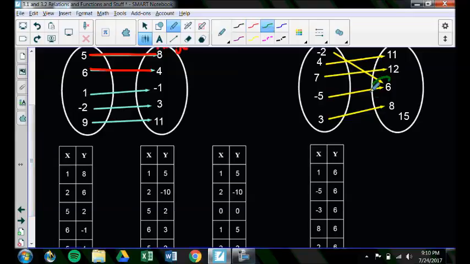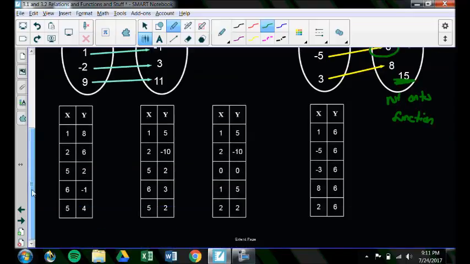Here, this got pointed to twice, so it's not 1-to-1. And this 15 wasn't used at all, so it's not onto. It is still a function because each input is only going to one output, so it is a function, but we can't say it's a 1-to-1 function or an onto function. So, 1-to-1 and onto.